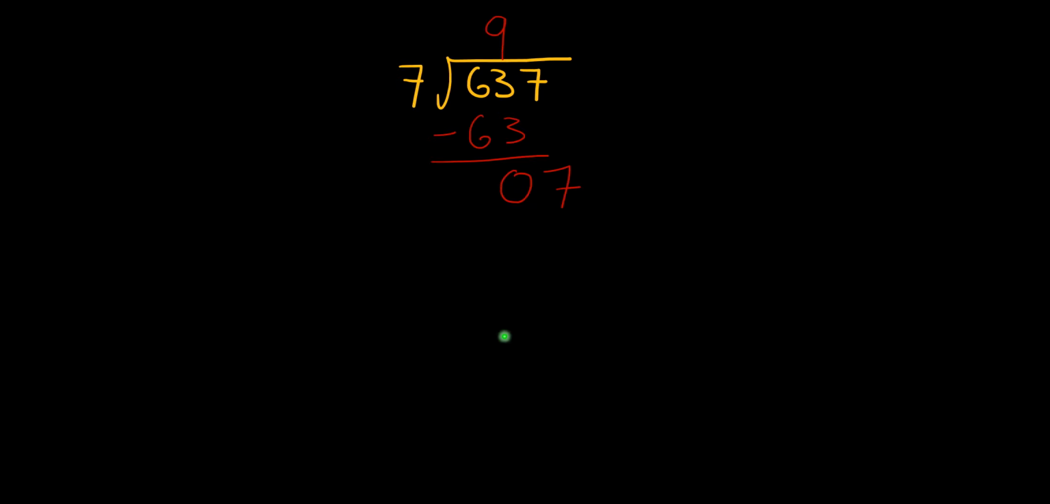So now we say 7 divided by 7 is what? Or in other words, 7 times what would be 7? And if you guess 1, you are correct. So we're going to put a 7 here. 7 minus 7 is 0. And if you notice, we don't have any other digits to bring down. Therefore, we can conclude that the answer is 91.